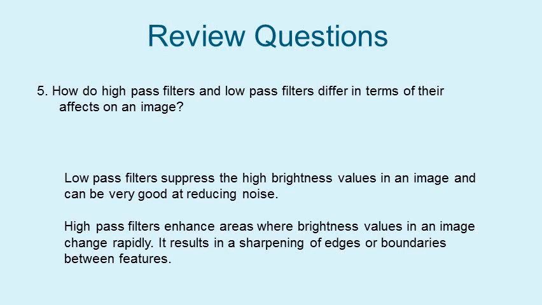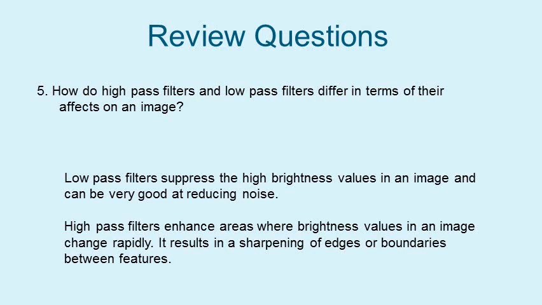Question 5. How do high-pass filters and low-pass filters differ in terms of their effects on an image? Low-pass filters suppress the high brightness values in an image. The result of a low-pass filter is the smoothing of the pixel's values. Depending upon the filter size and the actual type of low-pass filter, some blurring of objects in the image can occur. For more information on the concept of low-pass filters, please see slides 5 through 8 in Part 2 of the Spatial Filters in Remote Sensing Concept Module. Slide 9 illustrates the effects of a simple low-pass filter on a Landsat 5 thematic mapper image of the Tulsa regional area.